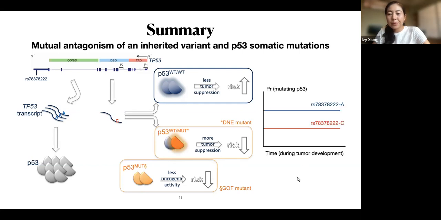expression. So basically, this suggests that depending on your inherited genotype, the probability of mutating PP3 during tumor development has a different level. For example, the C allele would tend to retain the wild type copy, but the A allele would tend to lose PP3 through somatic mutations. This is a very interesting observation, because when we look at PP3 deletion, which is similar to the case of this genetic variant, we don't see this mutual antagonism. Usually we see the two actually co-occur.